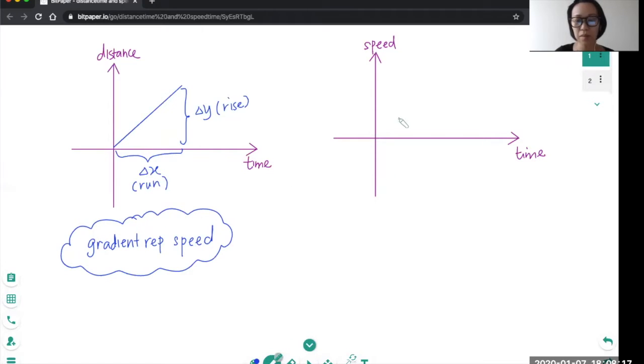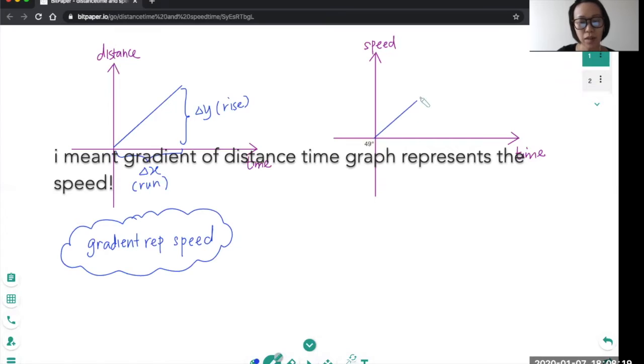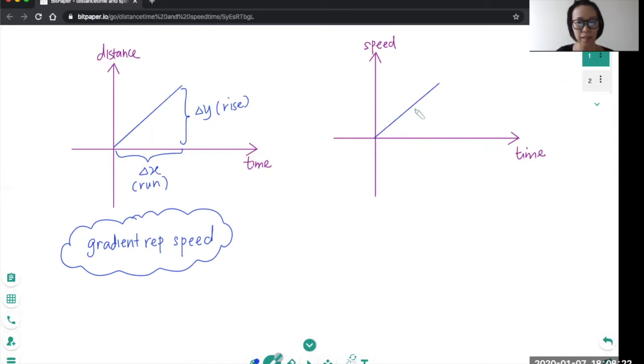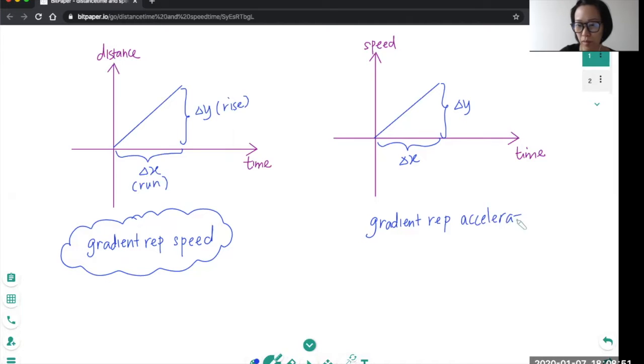Now, let's say, for example, you have a graph for speed that looks like this. It is not a constant speed graph, correct? Because if it was a constant speed, it would be a horizontal line. So in this case, you can check for the gradient, which is change in y divided by change in x, or you can also look at rise over run, but you can tell that the speed is increasing, which tells you that it's accelerating. So for a speed time graph, the gradient represents the acceleration, or it can be deceleration as well.